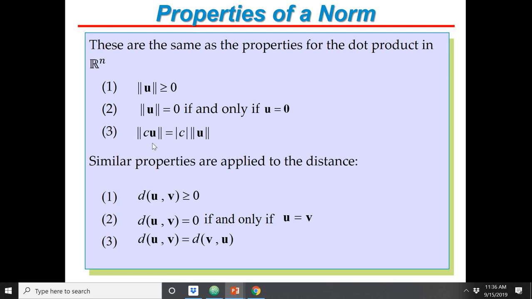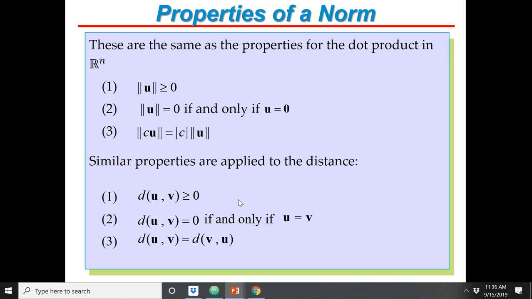Remember that the magnitude of c times u is the square root of the inner product of cu with itself. So from that inner product, you're going to get the square root of c squared, and that's how you get the absolute value of c. And you have similar properties with distances between vectors.